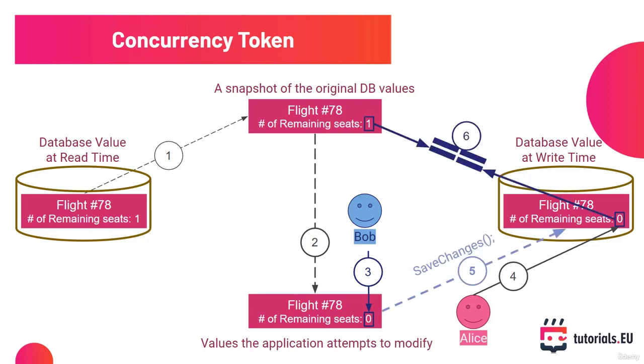So when the application attempts to save Bob's booking, the number of seats from the database does not equal the number of seats from the original database values anymore. Consequently, the application throws a DbUpdateConcurrencyException while saving Bob's booking changes. Now let's move on and handle this exception.